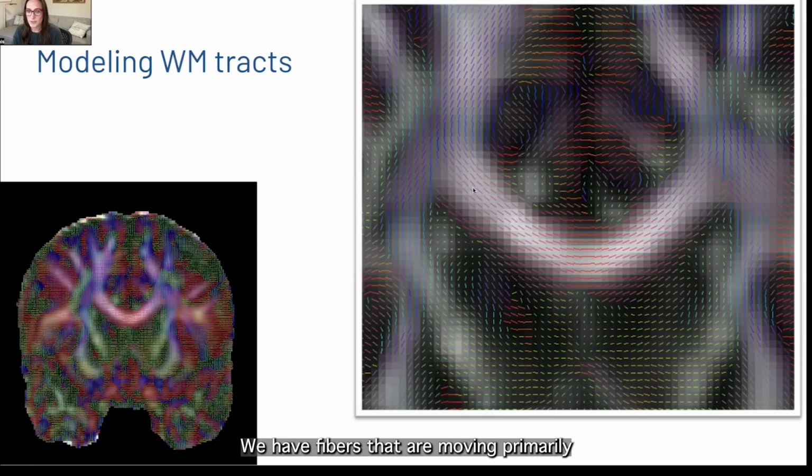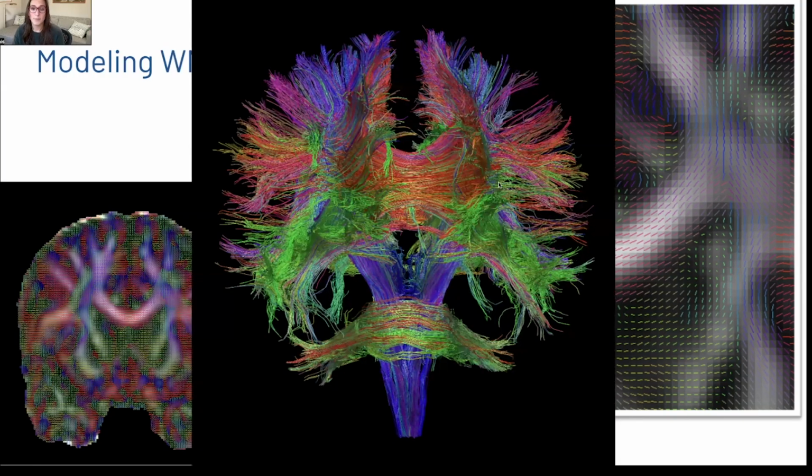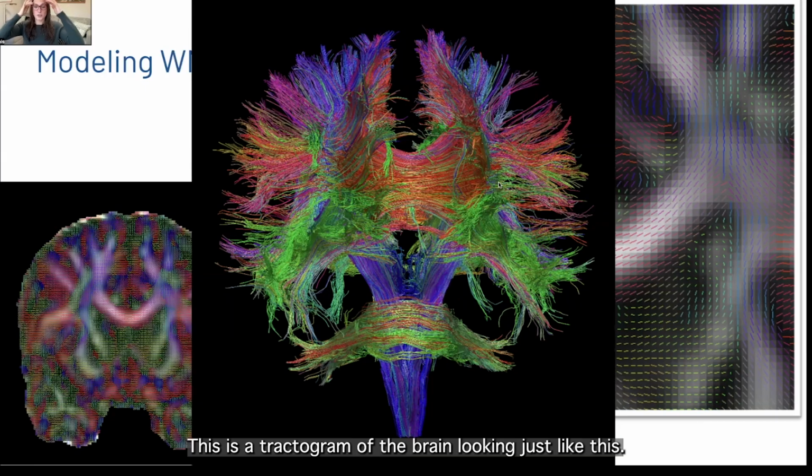We have fibers that are moving primarily left-right with a little bit of superior leaning here as they come up into the corona radiata. So we use this information to calculate FA and the other measures that I talked about, but you can also essentially play connect the dots when you have all of these lines here and connect them to make tracts like this. This is a tractogram of the brain looking just like this.